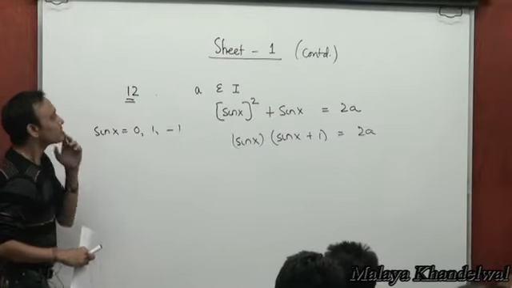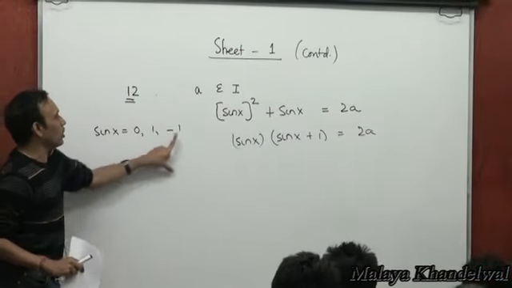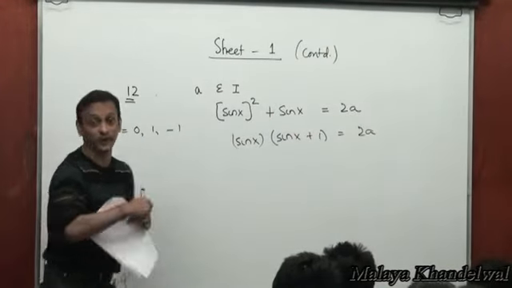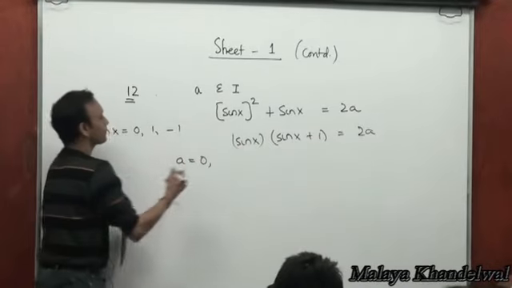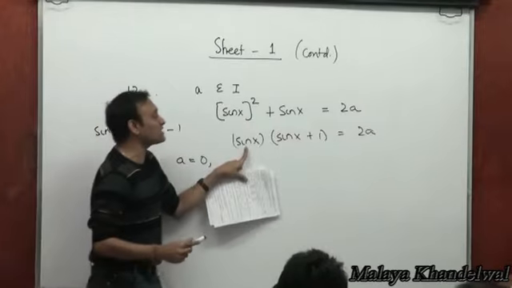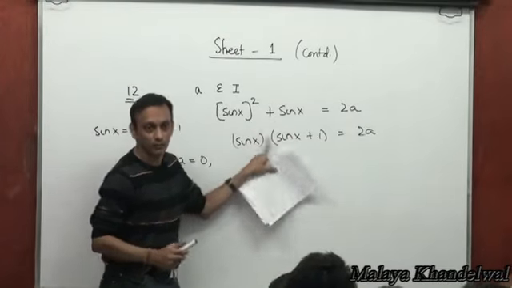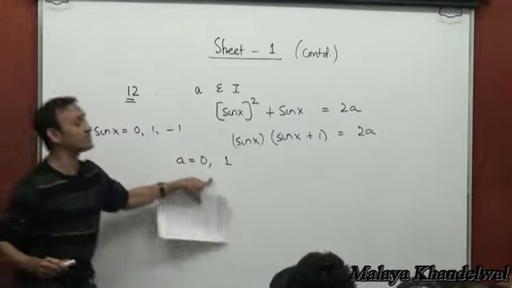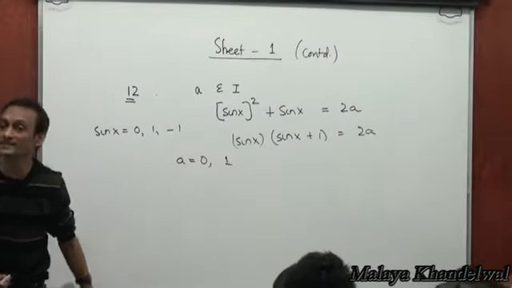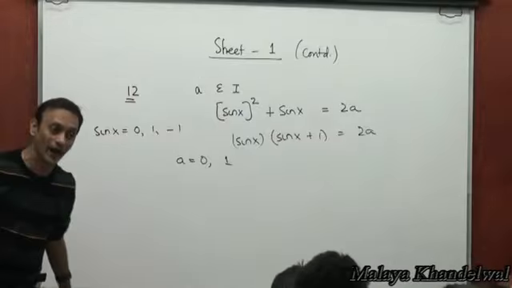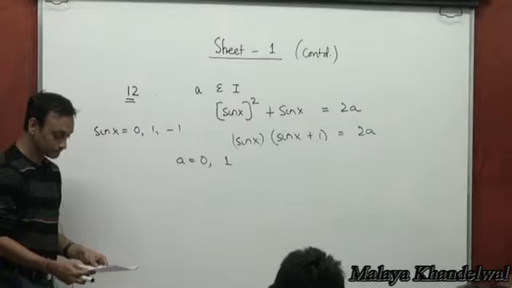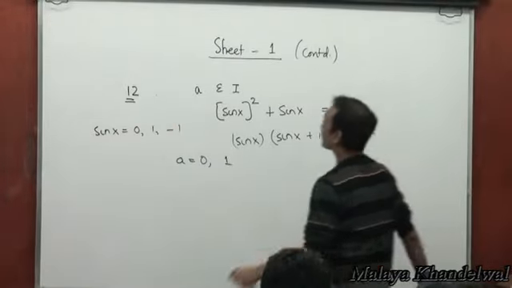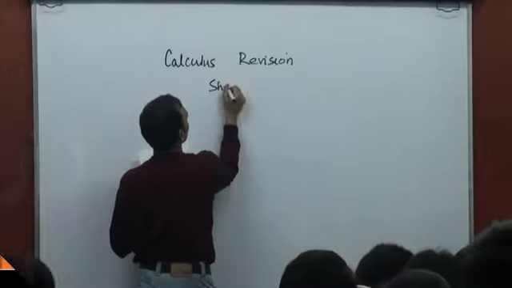Evidently then, if you put sin x equal to 0 or sin x equal to minus 1, you get a equal to 0 as one of the values. And then sin x equal to plus 1 will give you a equal to plus 1. So two acceptable values of a, 0 and 1. Two acceptable values of a given the conditions are 0 and 1. Clear?